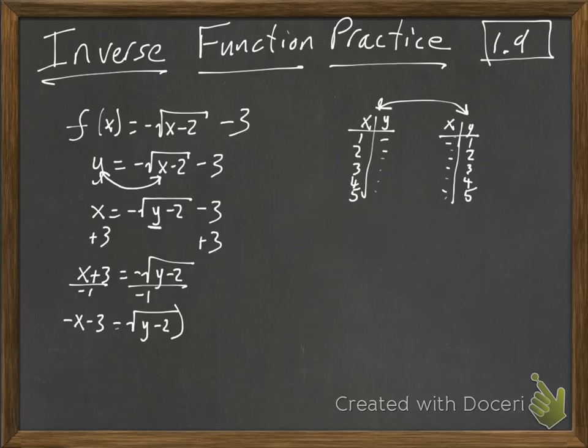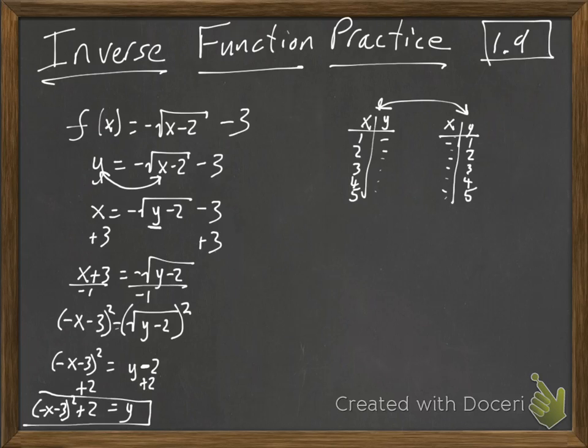And now that I have the square root all by itself, to get rid of that, I'm going to square it, because that is the opposite of square rooting. And now I have negative x minus 3, squared, is equal to y minus 2, because when you square the square root, they cancel each other out. Last thing, to get y by itself, I would add 2. And now I have my inverse function, which would be y equals negative x minus 3 squared plus 2. And that is the inverse function of the square root function that we started with back up here.